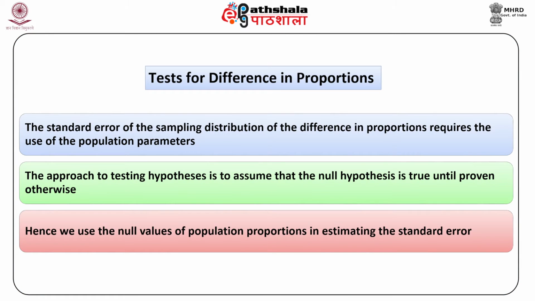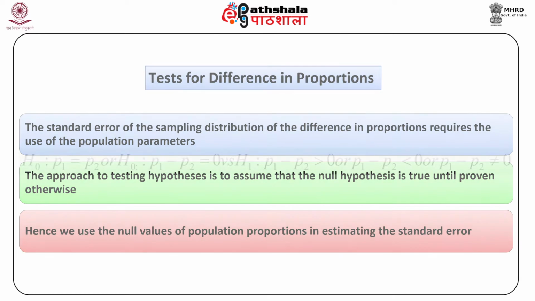The standard error of the sampling distribution of the difference in proportions requires the use of population parameters. The approach to testing hypothesis is to assume that the null hypothesis is true until proven otherwise. Hence, we use the null values of population proportions in estimating the standard error. We will discuss here the null hypothesis that the two population proportions are equal.